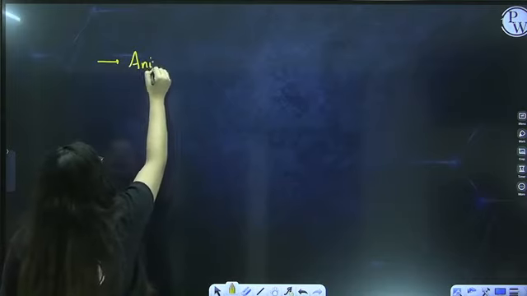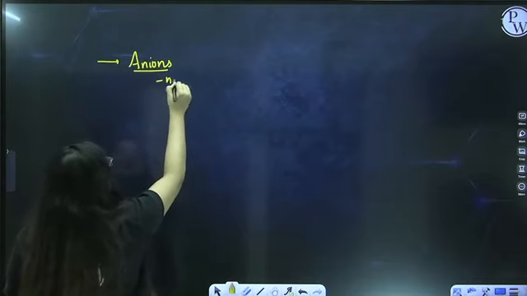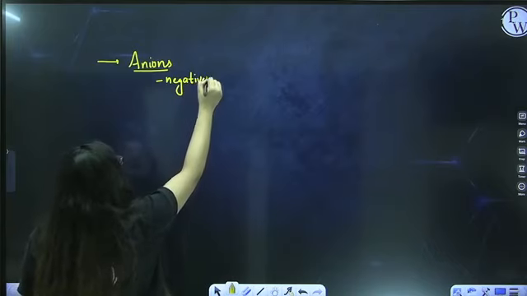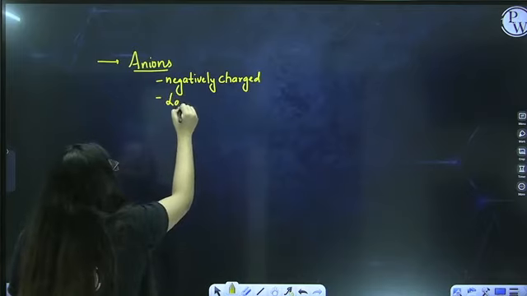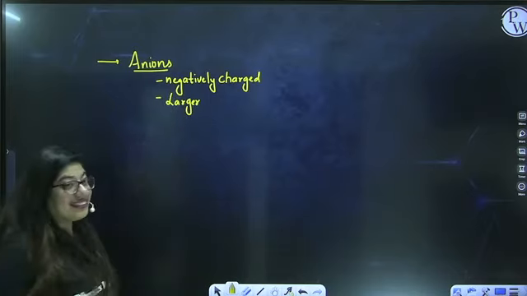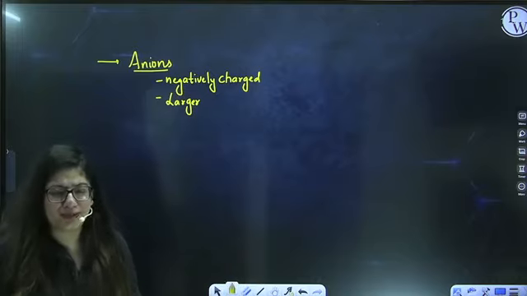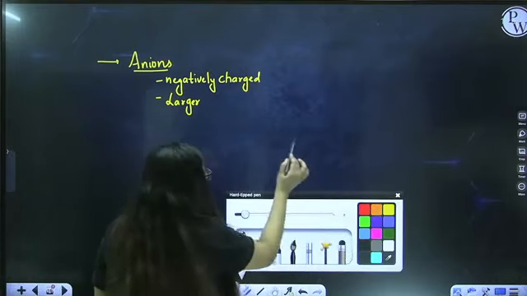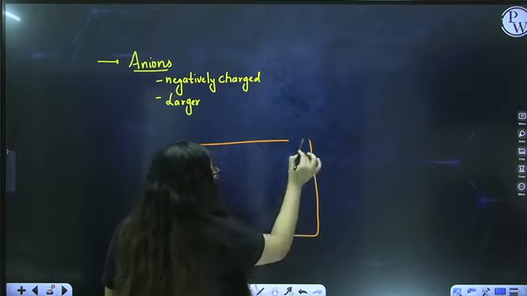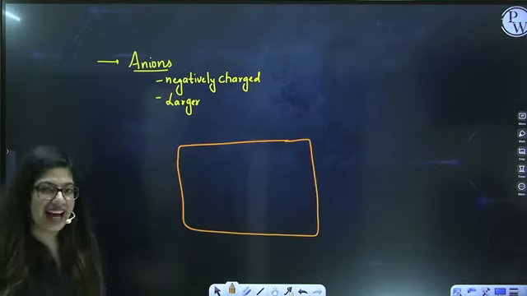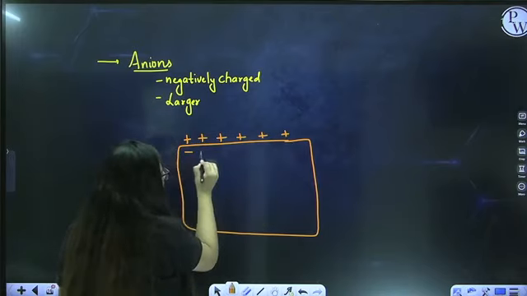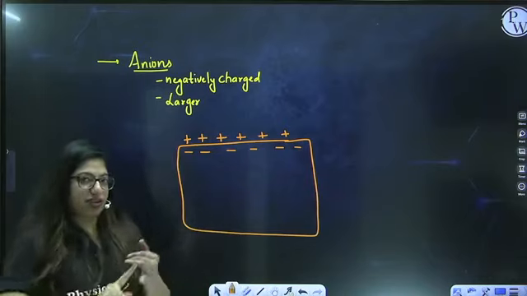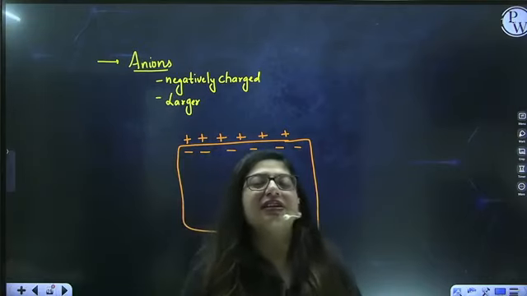Okay, what's the third reason? The anions. What are anions? Anions are negatively charged, and they are larger in size than the cations like sodium ion and potassium ion. Now what happened? Imagine this is the neuron, and this is the membrane of the neuron. And we say that in the membrane outside there is always positive charge and inside there is negative charge. So one such reason is differential permeability, second the pump, and third anions.